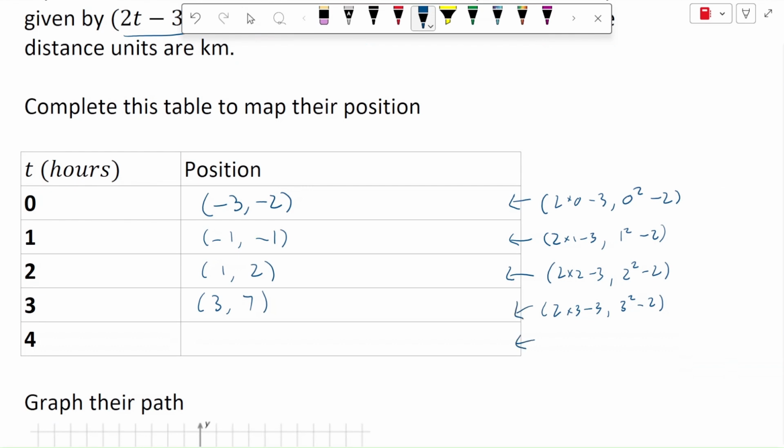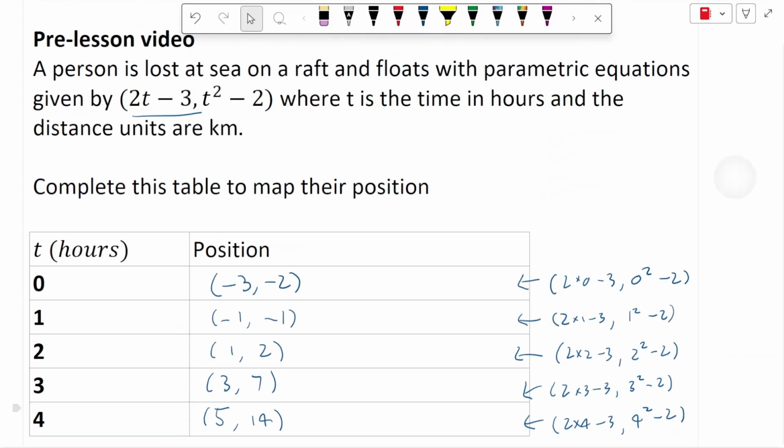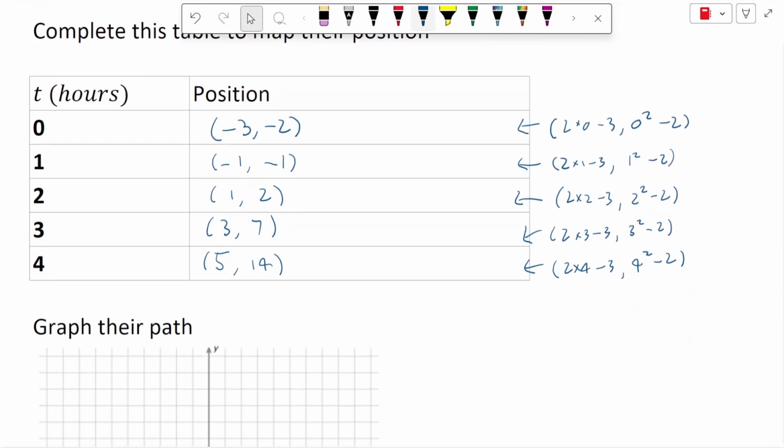And for your fourth one, that's 2 times 4 take 3, and it's 4 squared take 2. So this is going to be, let's see, 8 take 3 would be 5, and then we've got 16 take 2, so that's 14. Now the x values are going up by 2 each time, so that's a pretty nice linear relationship, but the y values are like a quadratic, so they're moving a bit differently.